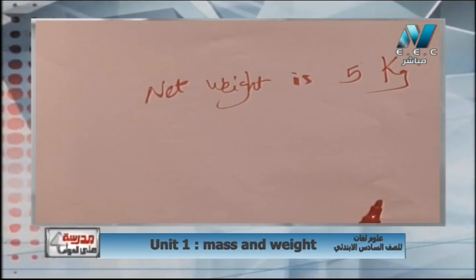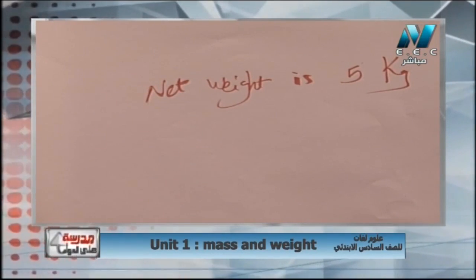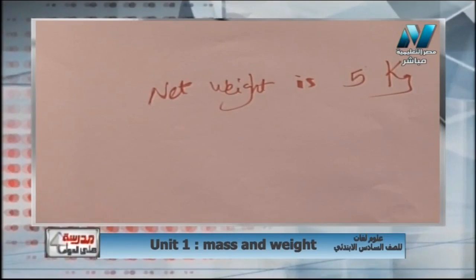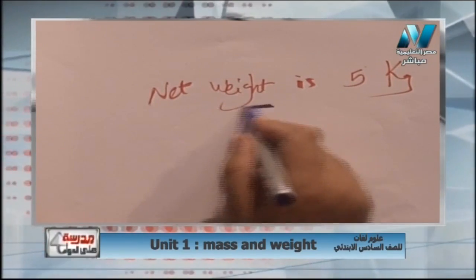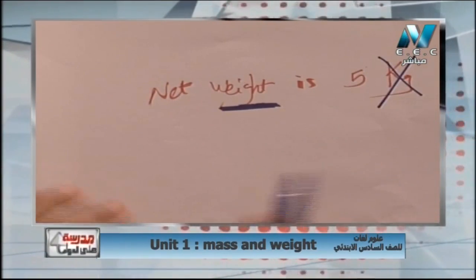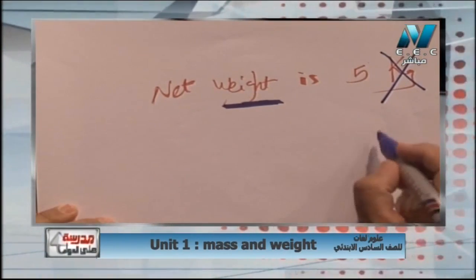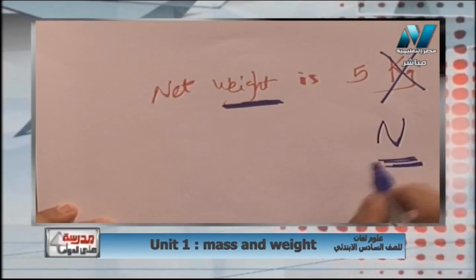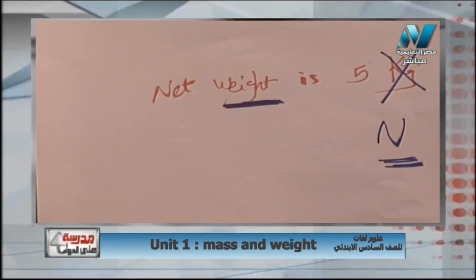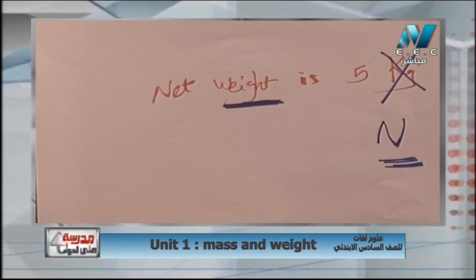In science this sentence isn't true at all. في الساينس الجملة دي مش صح تماما. It's very wrong. Why? Because weight isn't measured by kilogram, weight is measured by Newton. Weight is measured by Newton, not kilogram. So now let me explain in detail the difference between mass and weight.